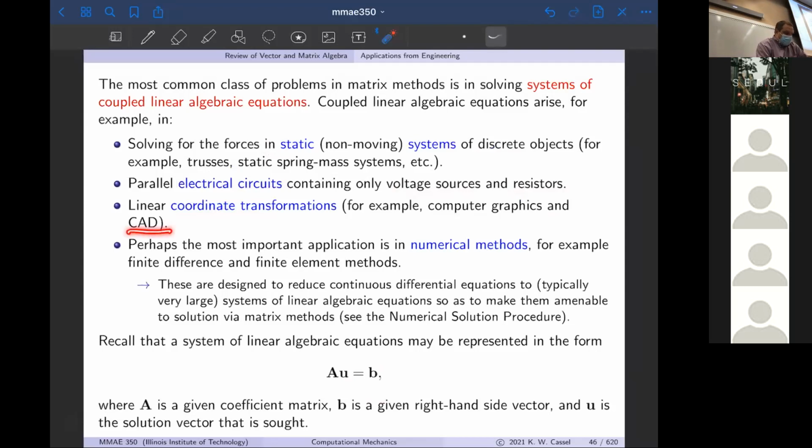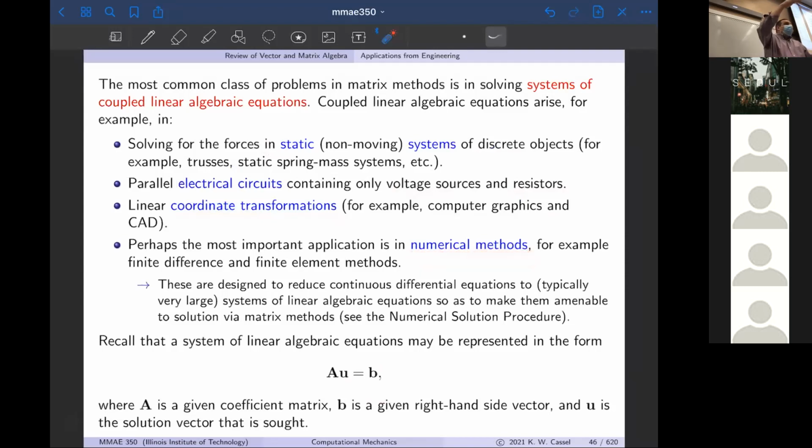So same thing in CAD, computer-aided design. So you create a three-dimensional design, and then you can rotate it, you can change the orientation, you can make it bigger, you can make it smaller. And every operation that you do when you're doing that is a coordinate transformation, which is a matrix multiplication system of equations. Probably the most important example that we'll look at is when we apply numerical methods.